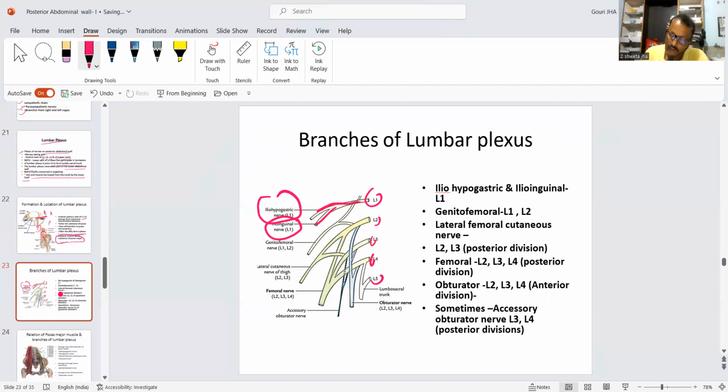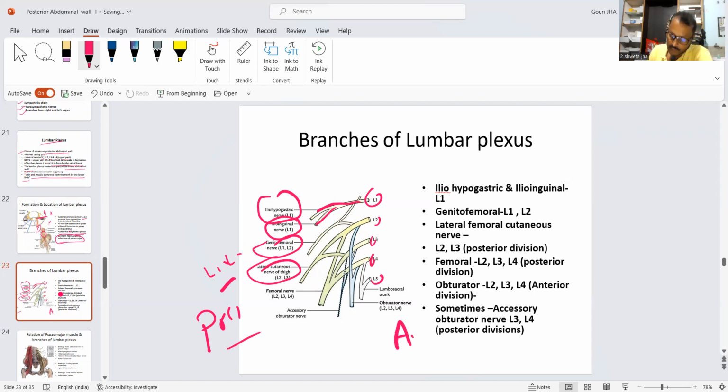L1 and L2 combine together to form the genitofemoral nerve, and we could see the L1 and the L2 forming the genitofemoral nerve. Then we could see that L1, L2 and L3 combine together to form the lateral cutaneous nerve of thigh. These are all the ventral limbs we are talking about. The dorsal limb will come over here. These are all the posterior divisions, and these are all the anterior divisions.